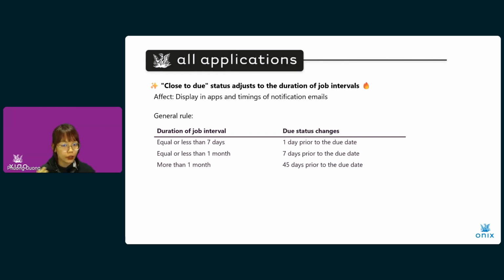For any interval that is equal or less than 1 month, the due status will change to close to due 7 days prior to the due date. And for job intervals that are longer than 1 month, the timing is 45 days prior to the due date. So this is kind of similar to the previous functionality. By introducing this change, we hope it will help you with a more accurate and more flexible way of tracking the equipment due.